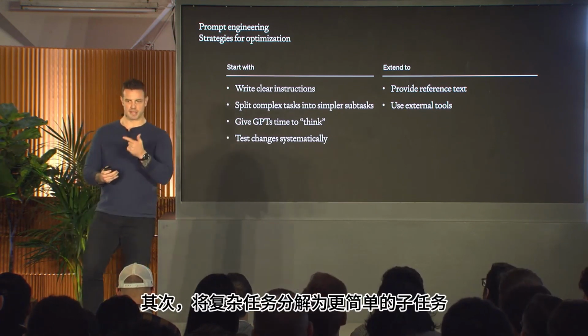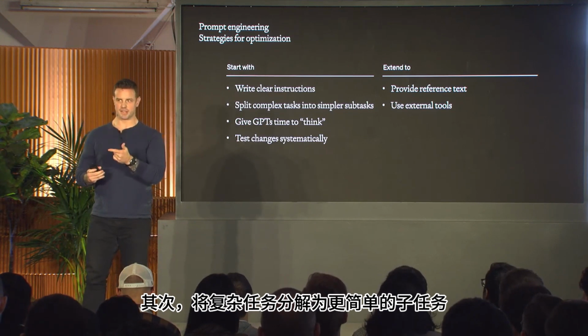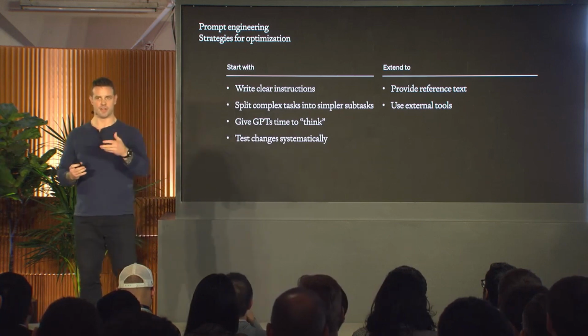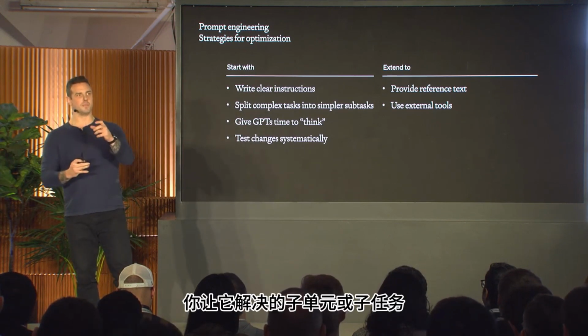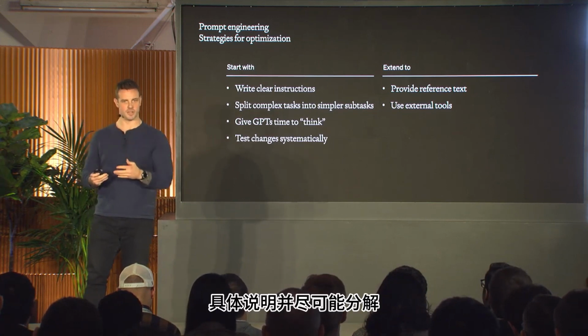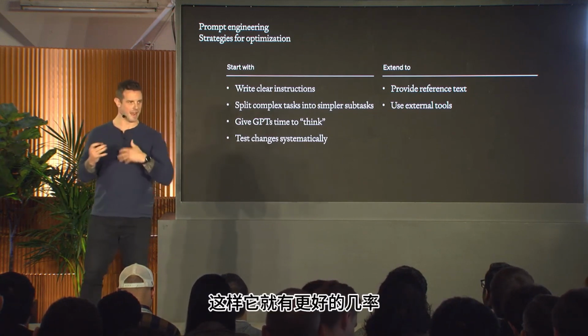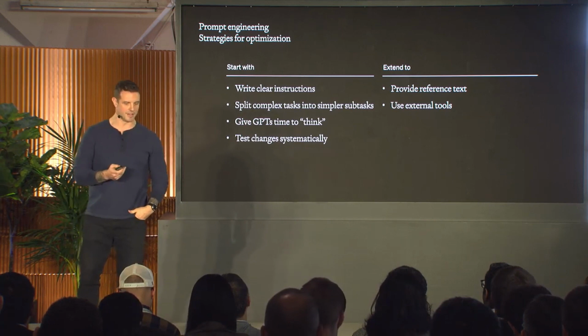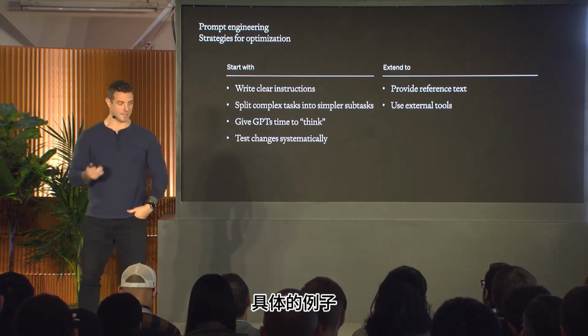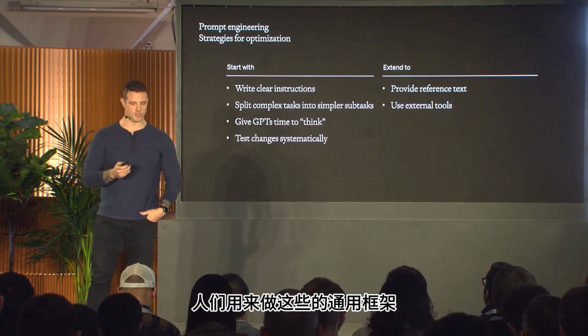Secondly, splitting complex tasks into simpler subtasks. If you imagine that the model is trying to make a prediction or a series of predictions for every subunit or subtask that you're giving it to solve, you should give it as specific instructions as possible to break down that problem so that it has a better chance of carrying it out. Similarly, giving GPTs time to think. I'll give you an example of a very common framework that people use to do that.